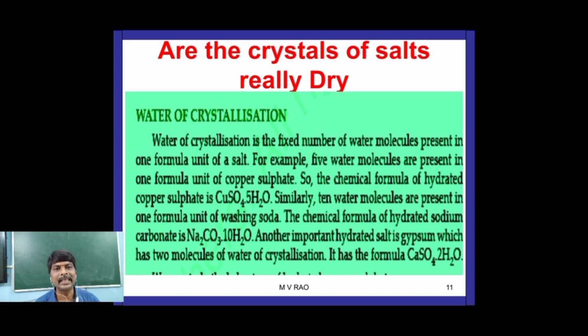In exams they will ask how many water molecules are present in copper sulfate crystals. 5 molecules, CuSO4·5H2O. How many water molecules are present in washing soda? 10, Na2CO3·10H2O. Another important hydrated salt is gypsum. Its formula is CaSO4·2H2O.